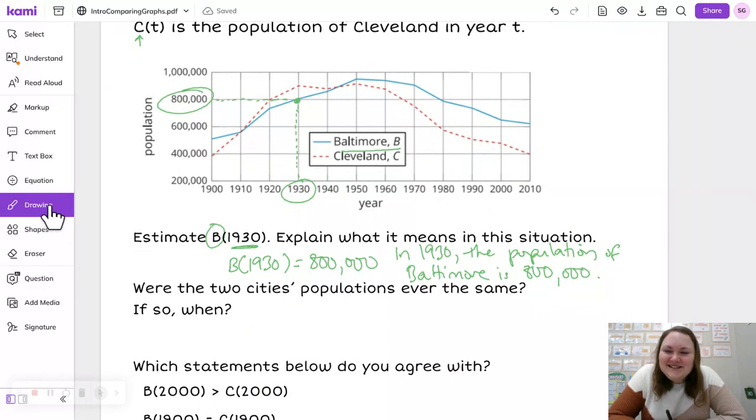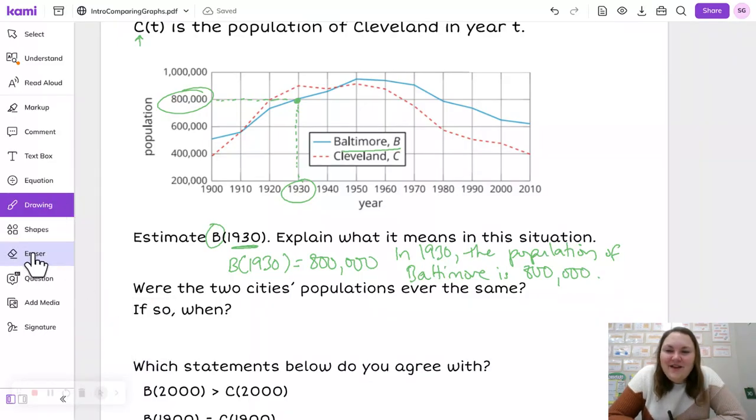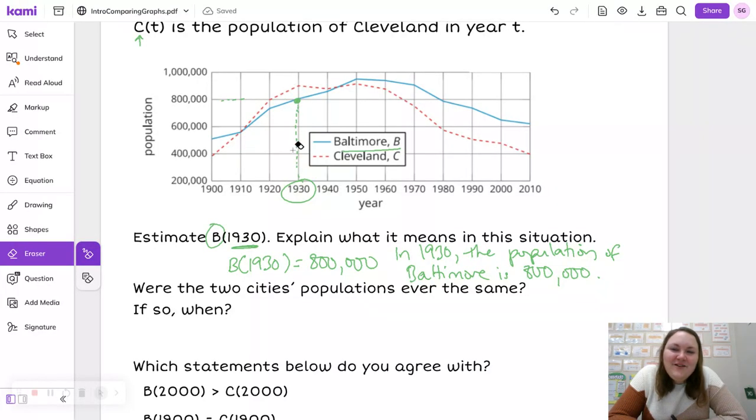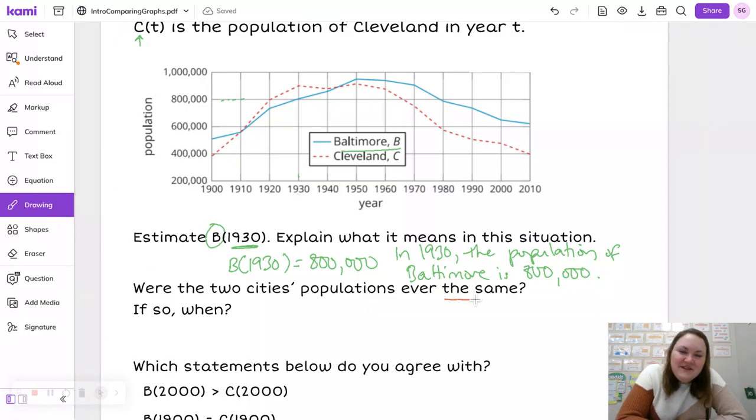Our second question asks, were the two cities' populations ever the same? And if so, when? We've got this lovely graph here. Where on the graph would I want to look to see if the populations were the same? Any ideas? Well, if I'm looking for when the populations are the same, that means I would need to look at where those lines cross. If the lines aren't crossing, like in 1900, that means those populations are different. But when those lines are intersecting, that means the population would be the same.